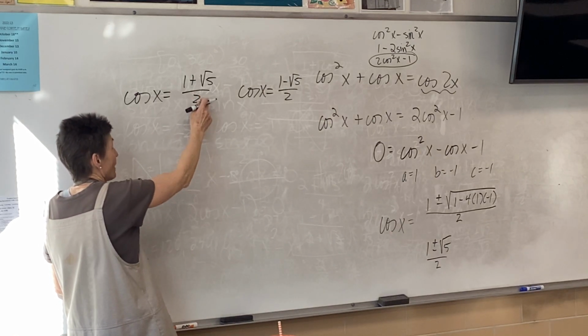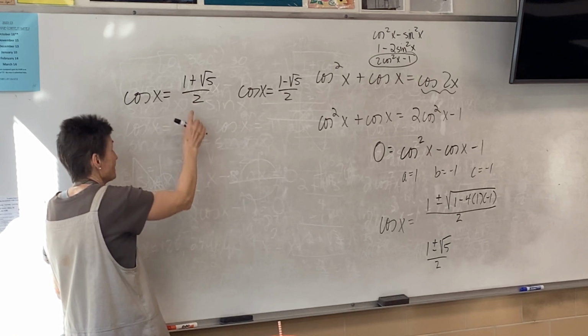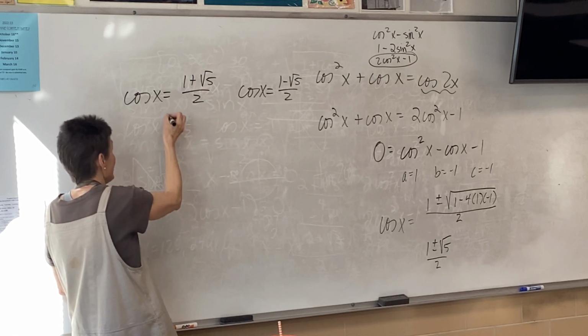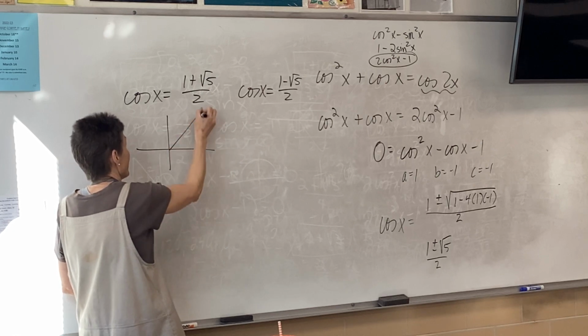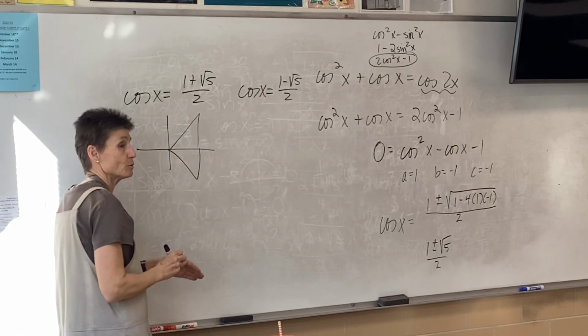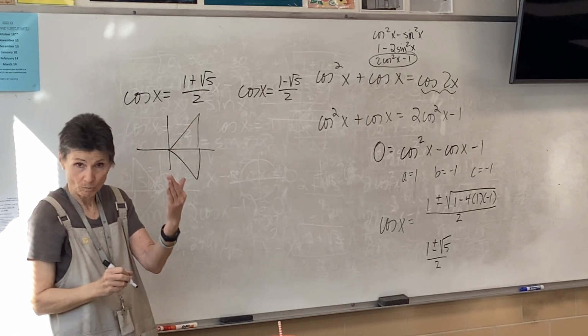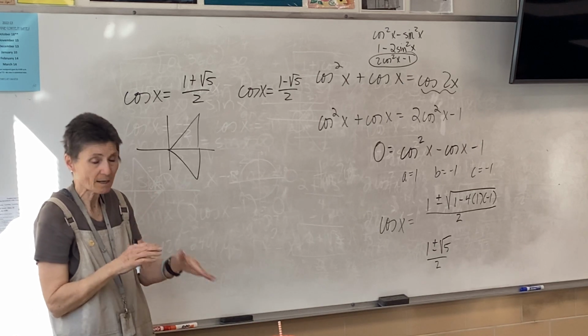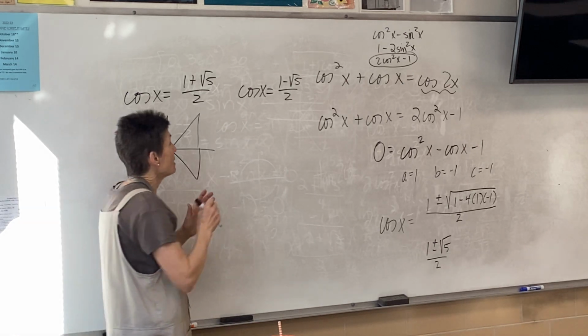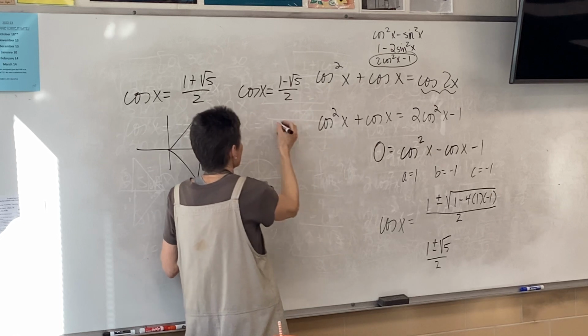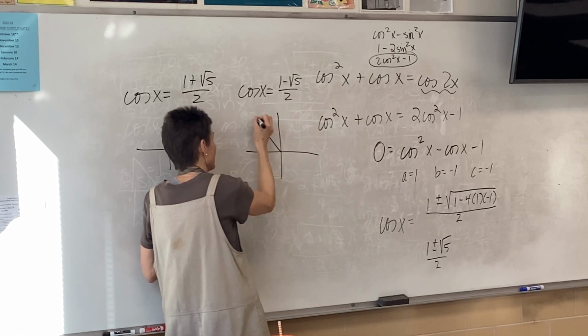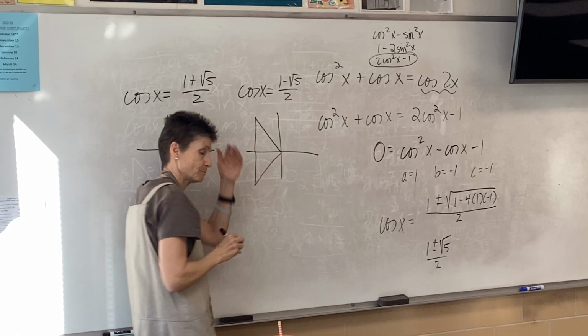1 plus root 5 over 2 is a positive number. That number will be positive. So I'm going to use my calculator and find angles where cosine is positive, quadrants 1 and 4. I'm going to use my calculator in just a minute. 1 minus root 5 over 2 is negative. So I'm going to use my calculator and find angles here.